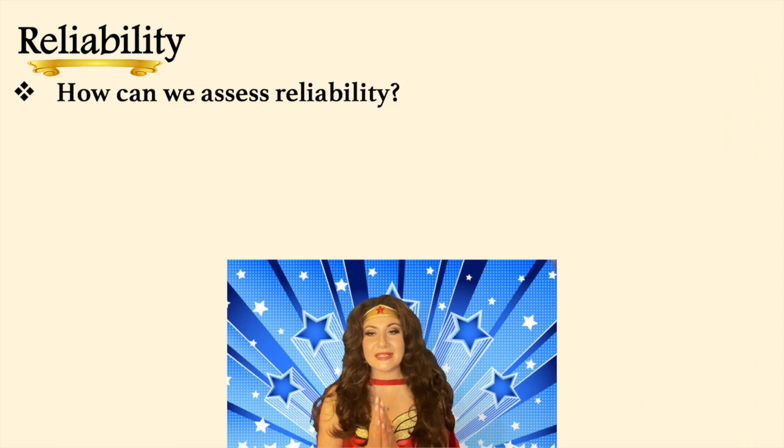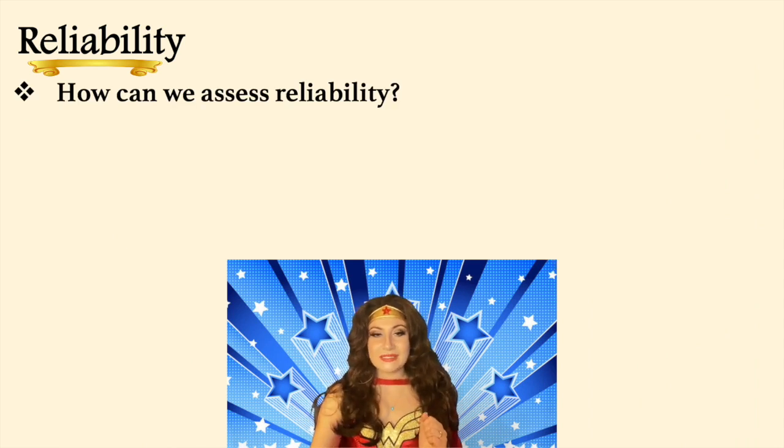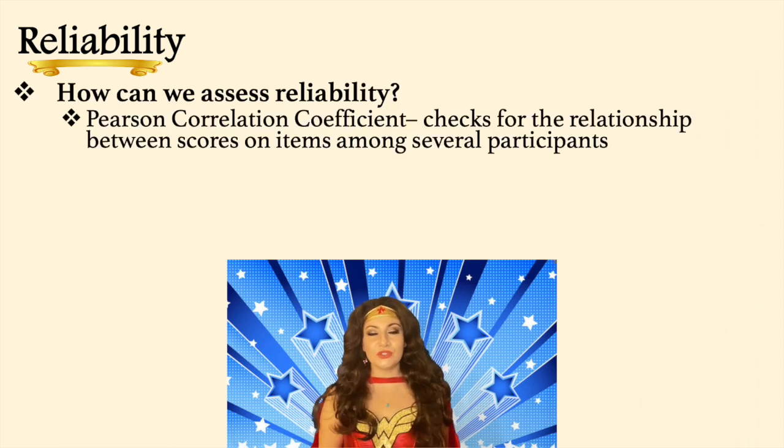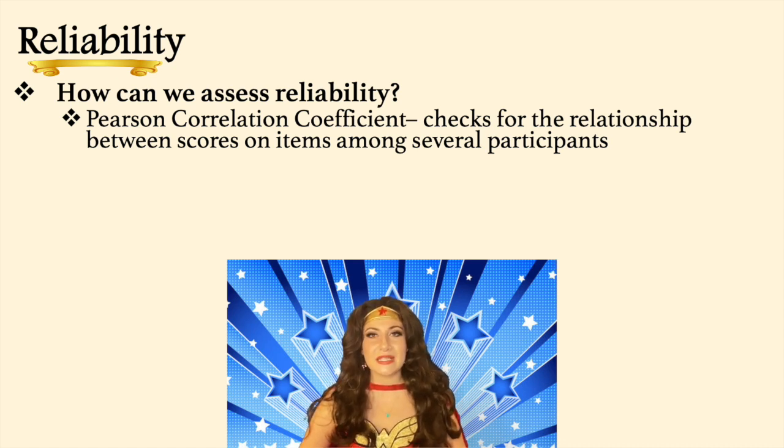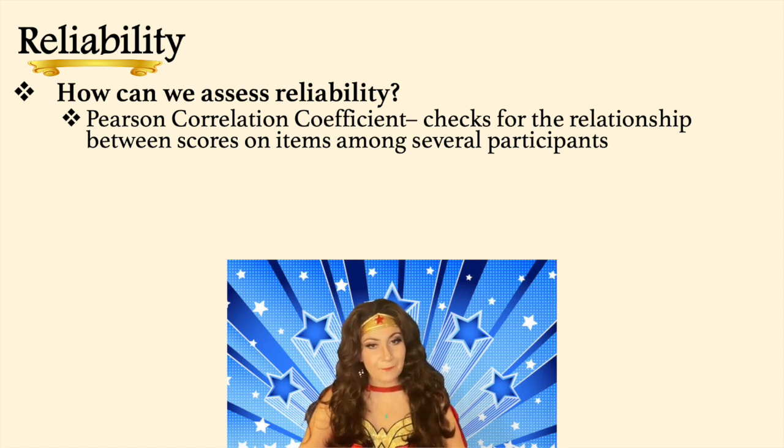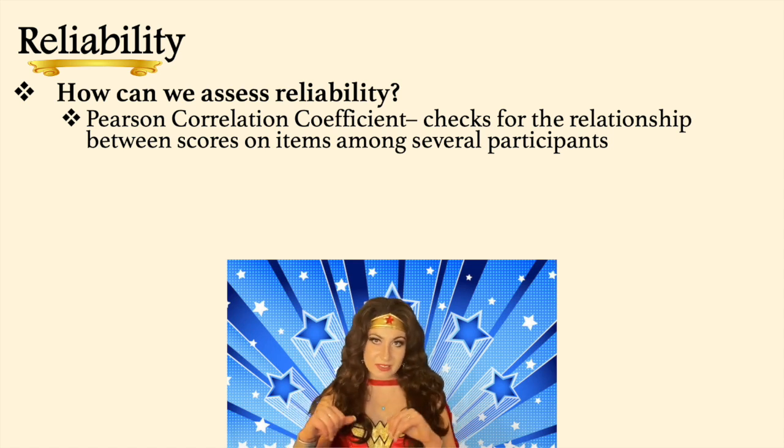So how can we assess reliability? Well, typically, when you look in previous research and the authors indicate a particular tool they used, in parentheses right near it, you will see a reliability measure. And this reliability measure is typically represented as a correlation coefficient. And this correlation coefficient checks for the relationship between the scores on the items among several participants.